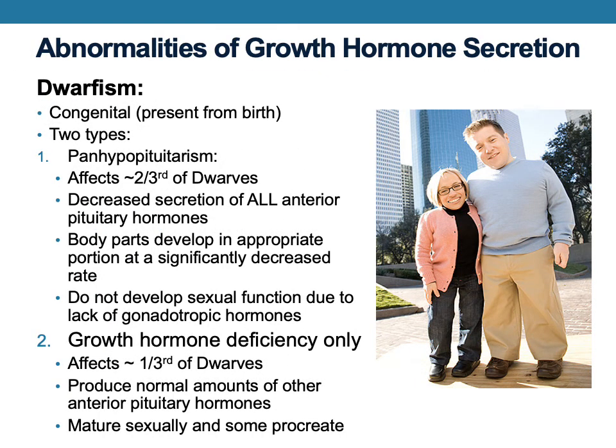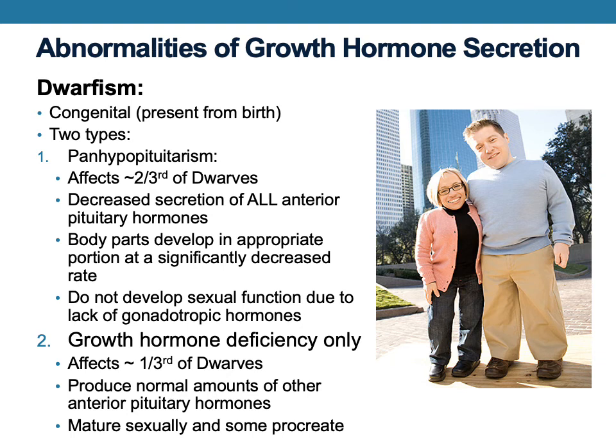Abnormalities of growth hormone secretion. One of the conditions associated with abnormal decreased secretion of growth hormone is dwarfism. Dwarfism is congenital and present from birth. There are 2 types of dwarfism. One is caused by panhypopituitarism, which is decreased secretion of all anterior pituitary hormones.